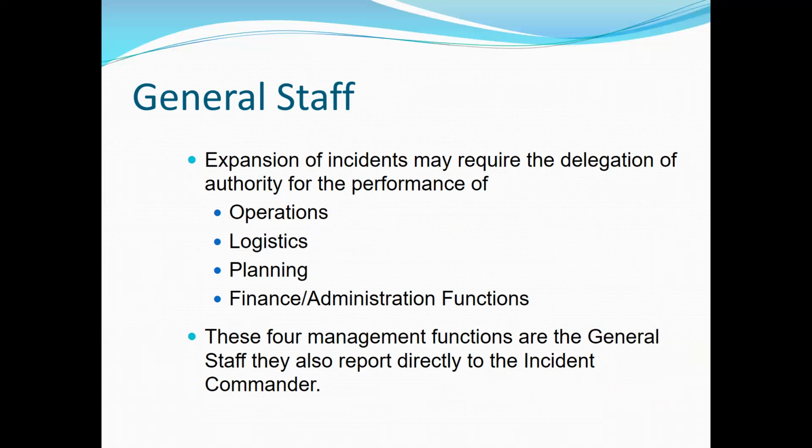The general staff consists of 4 areas and are responsible for their areas. The 4 areas are operations, logistics, planning, and finance and administration functions. They're expanded as needed during the incident. These 4 management functions are the general staff and also report directly to the incident commander.